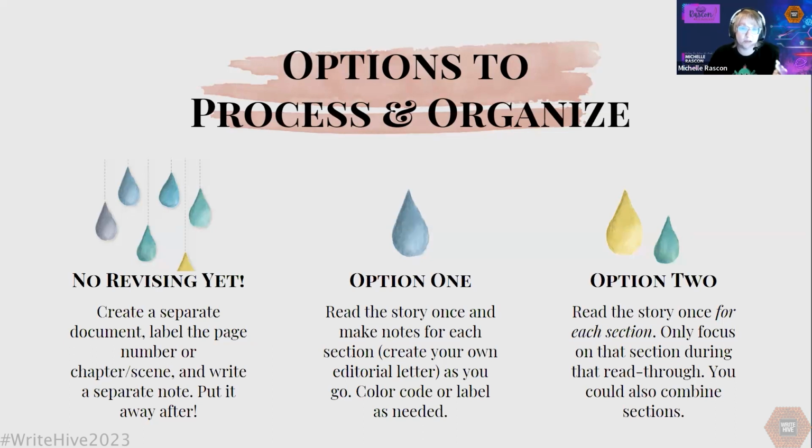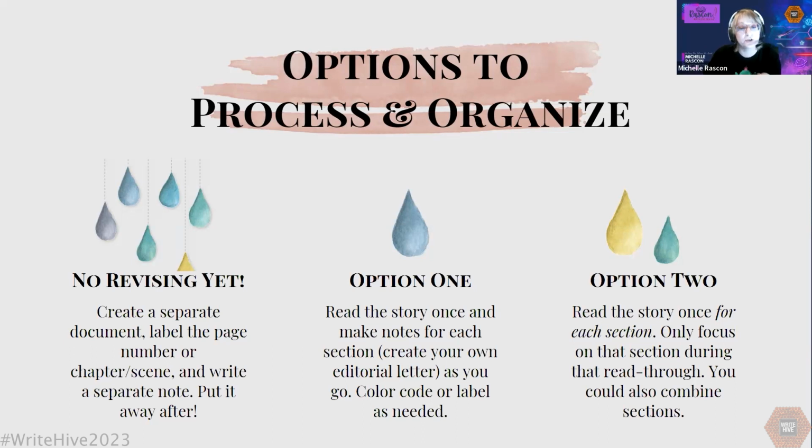You have two ways that you can do this. Option one is you read the story once and you make notes for each section, creating your own edit letter as you go, and you can color code or label things as needed. That's the way that I do it. That's how I complete a developmental edit. But as a self-editor, you would have a lot more time with the manuscript.